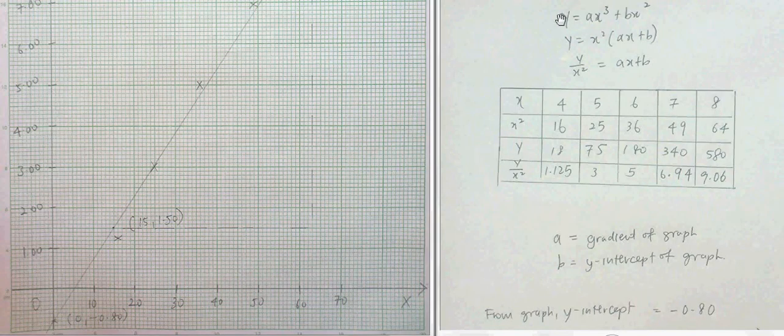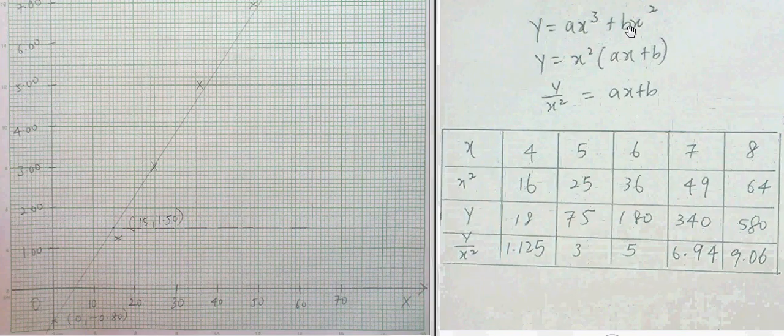We are given this equation y equals ax cubed plus bx squared. So since we are to plot y over x squared against x, we first have to arrange the equation into the form. So factorize x squared out for the left hand side. We get x squared times ax plus b. Then we divide x squared on both sides. So y over x squared equals ax plus b. Therefore, we have to plot y over x squared against x.